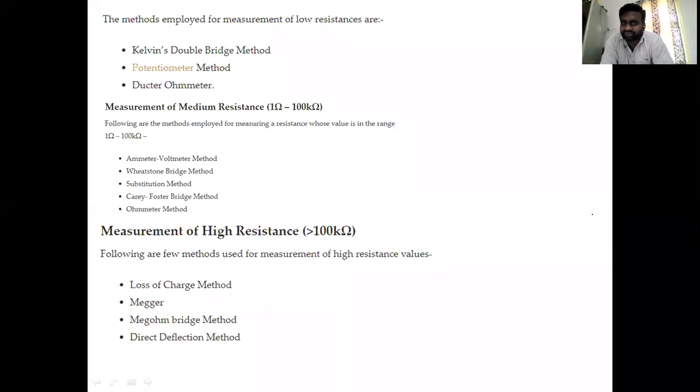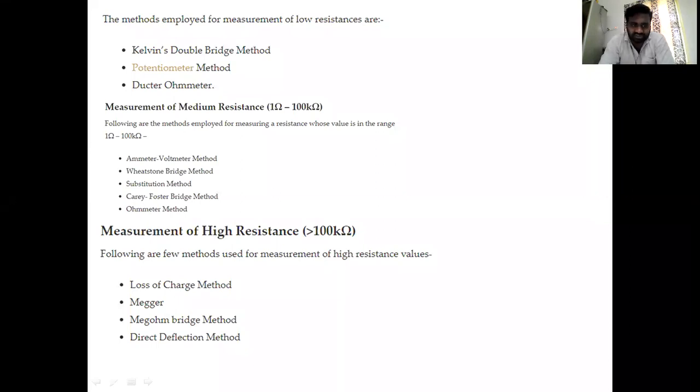The second classification is measurement of medium resistance, in a range from 1 ohm to 100 kilo ohm. There are various methods involved, like the ammeter-voltmeter method, Wheatstone bridge, substitution method, Carey-Foster bridge, and ohmmeter method. Among all these, the Wheatstone bridge is quite accurate in measuring medium resistance.